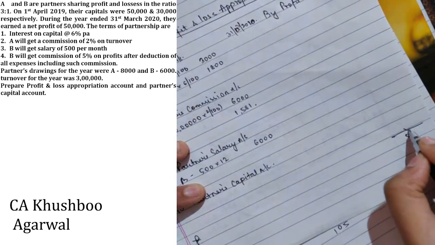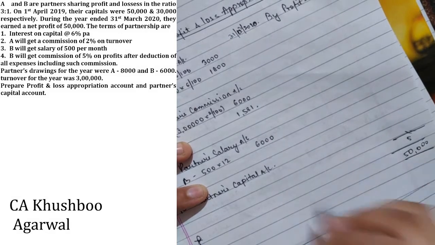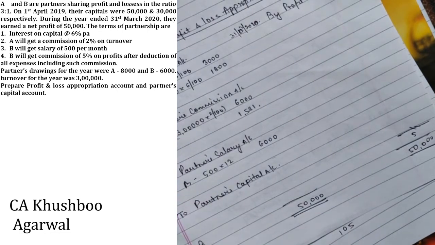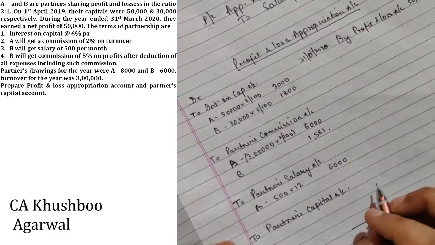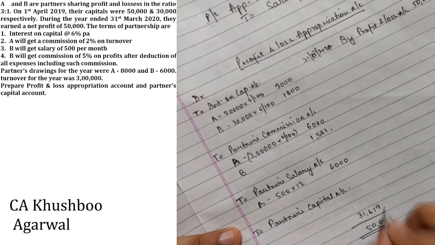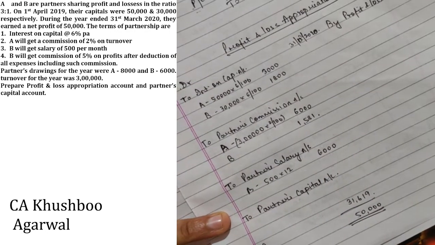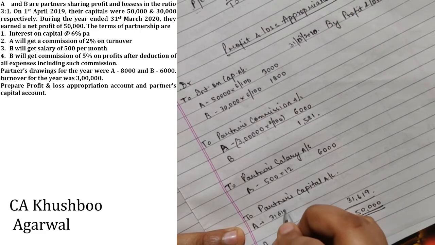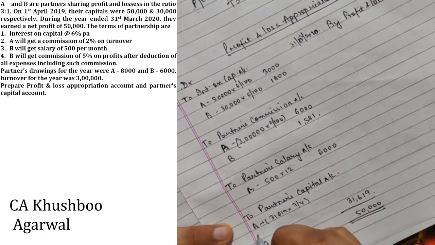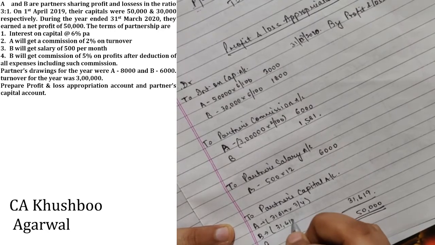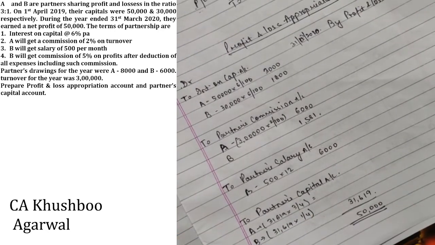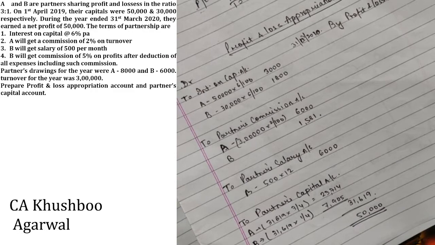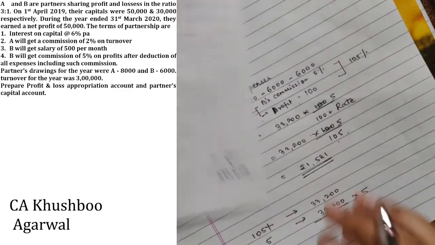The total is 50,000. If we subtract all the expenses from 50,000, we get a balancing figure of 31,619. So the profit sharing ratio is given as 3:1. Therefore, A's share will be 31,619 into 3 by 4, and B's share will be 31,619 into 1 by 4, 23,714 for A and 7,905 for B.